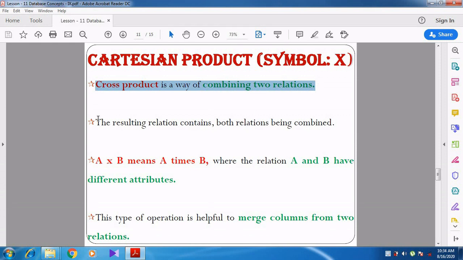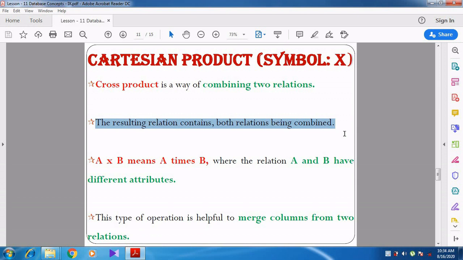The resulting table contains both relations being combined. So both the tables are combined together. So that is what they used to call it as Cartesian product or cross product. Now let us see A cross B.